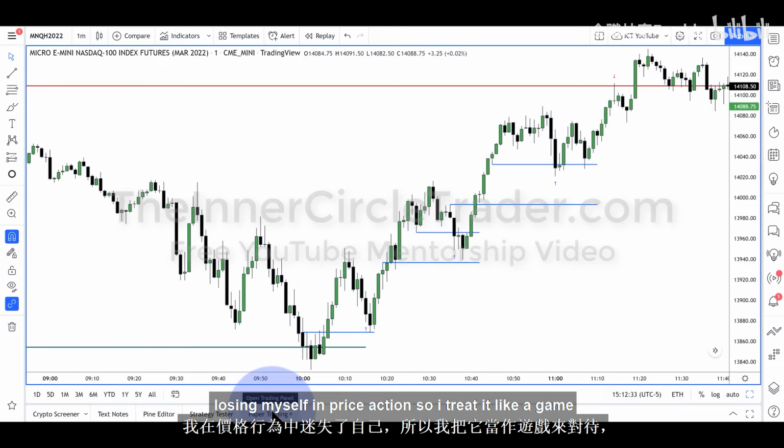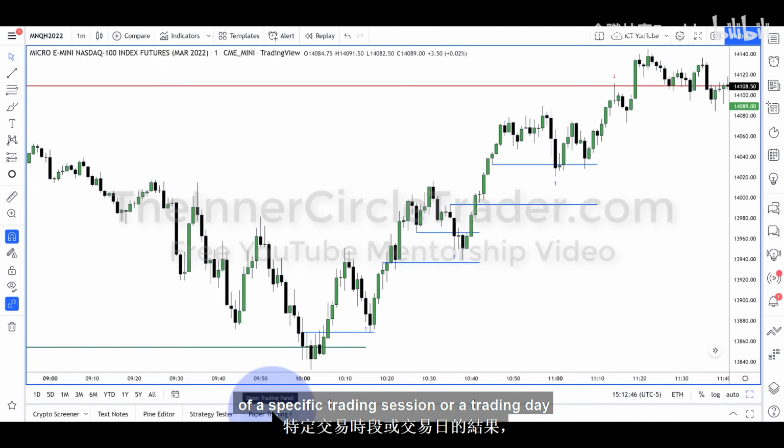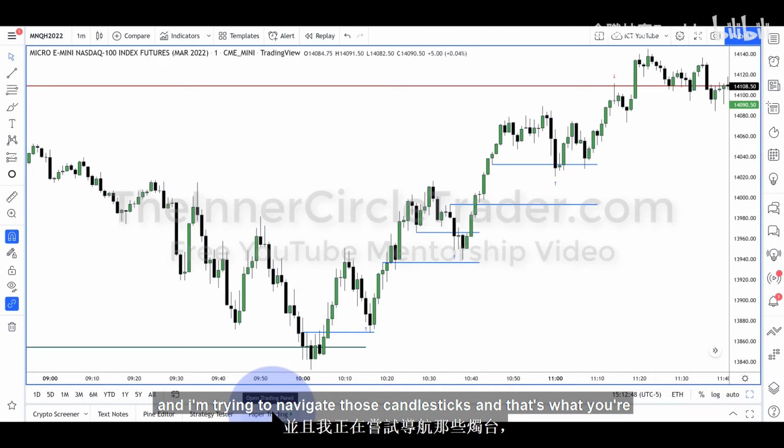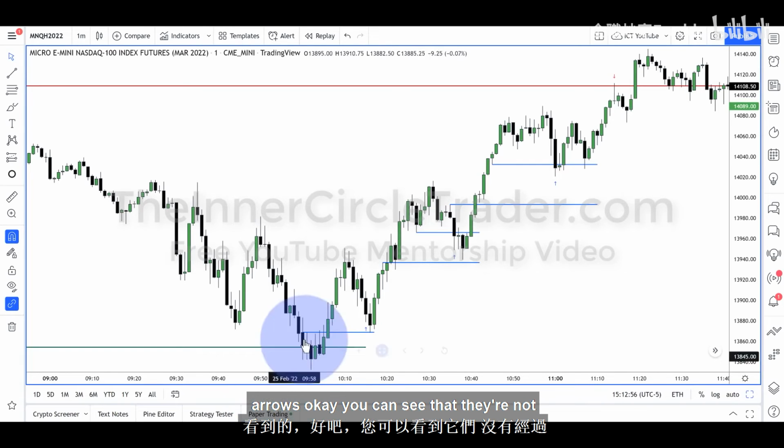Okay, it's just me losing myself in price action. So I treat it like a game. It's a puzzle. So I'm looking for the outcome of a specific trading session or a trading day, and I'm trying to navigate those candlesticks, and that's what you're seeing here.